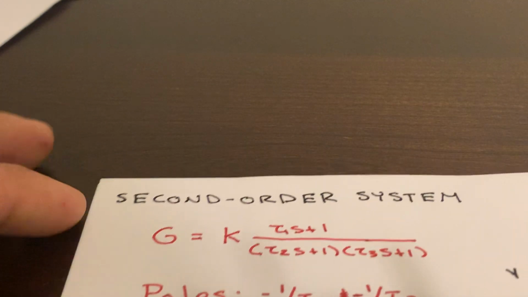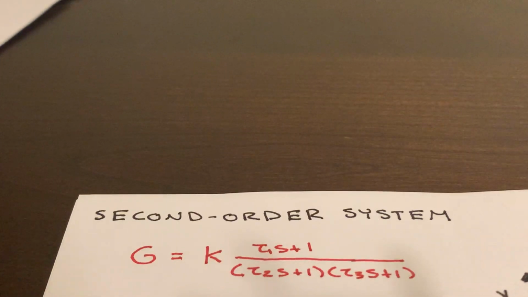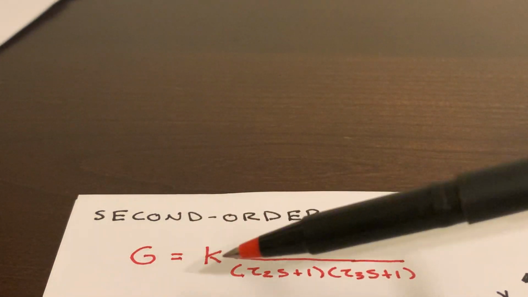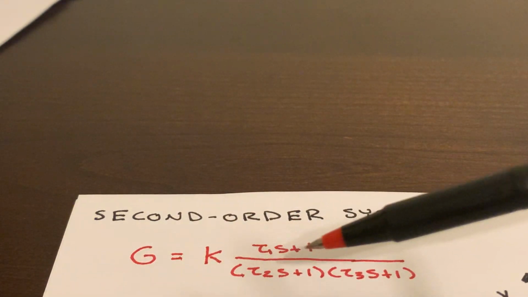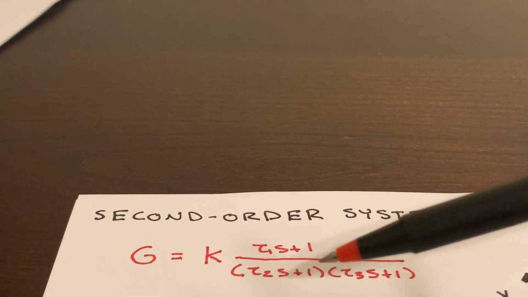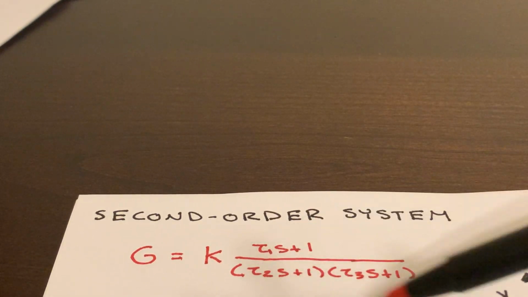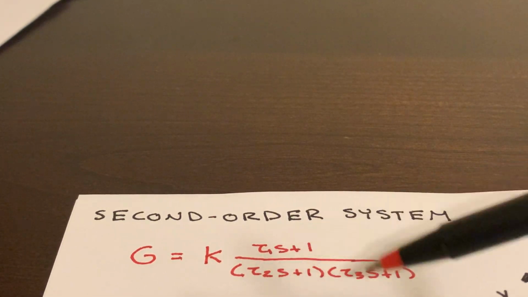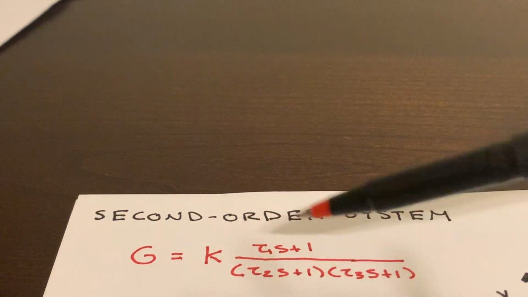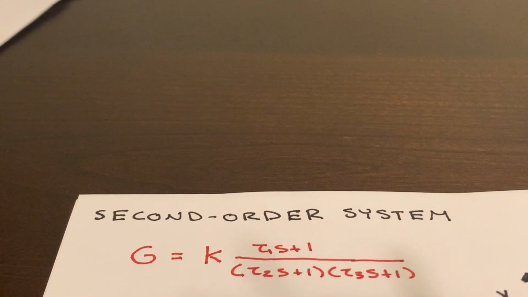The next example we're going to do is a second order system. Here G equals K (tau 1 s plus 1) divided by (tau 2 s plus 1)(tau 3 s plus 1). It's second order because we have a second order polynomial in the denominator. And now we have one zero in the numerator.